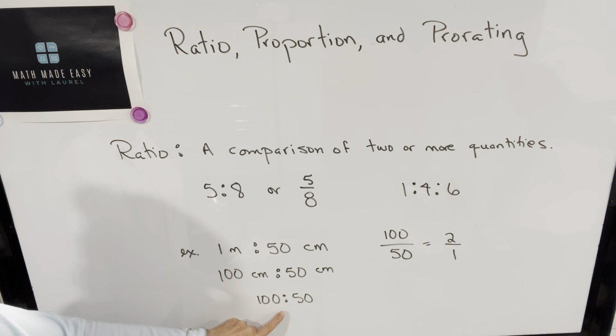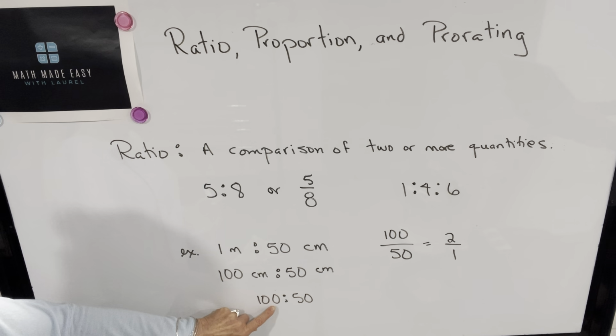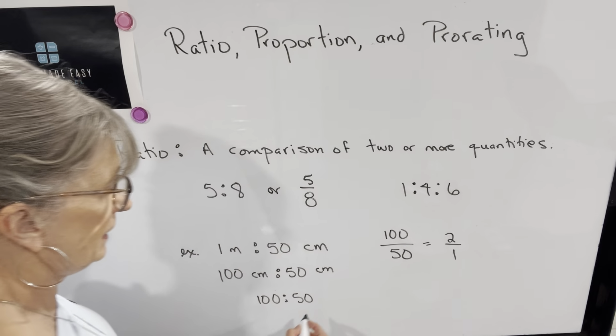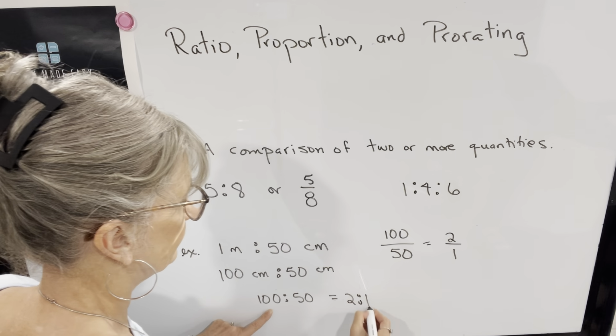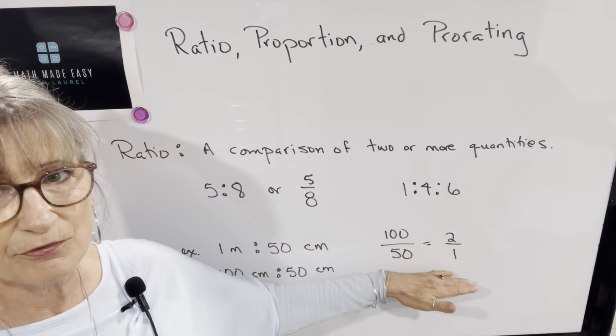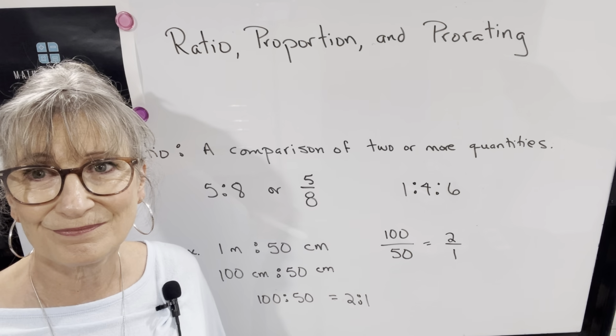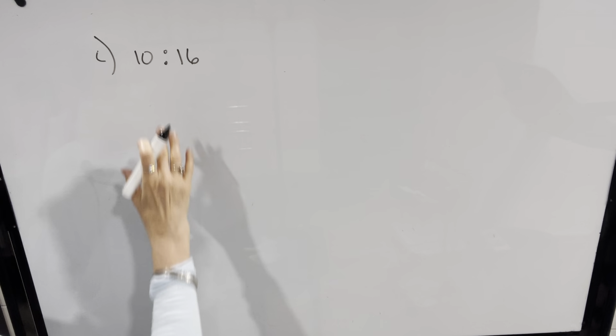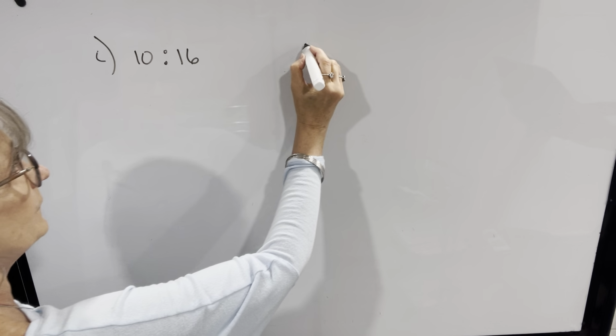We can do the same thing with ratios in this form. I can divide both of these numbers by 50 to get a ratio of 2 to 1. Just like you always want to simplify fractions, you always want to simplify ratios. So let's do some examples of ratios involving fractions and decimals as well as whole numbers. If you're more comfortable writing this in fraction form to reduce, that's fine.